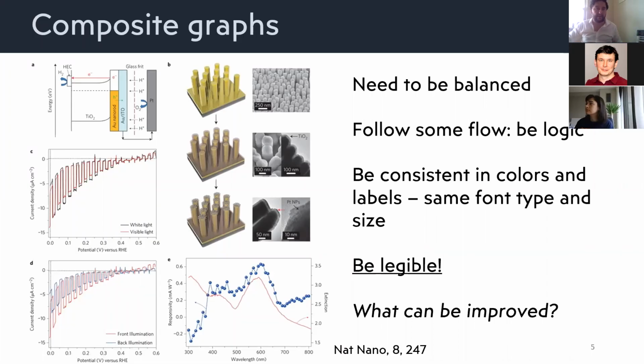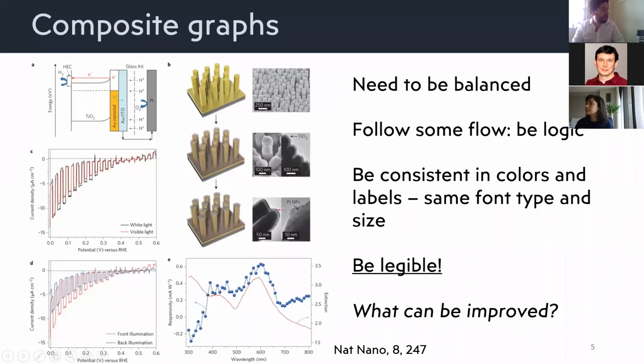So don't have a panel showing absorption of one material in one side and the other plot showing, I don't know, whatever property that doesn't have anything to do with this, a cartoon not explaining anything. It importantly has to be consistent in colors and labels, same fonts, same sizes, and be legible. For this particular example, which is kind of nice, there are also some things that can be improved.